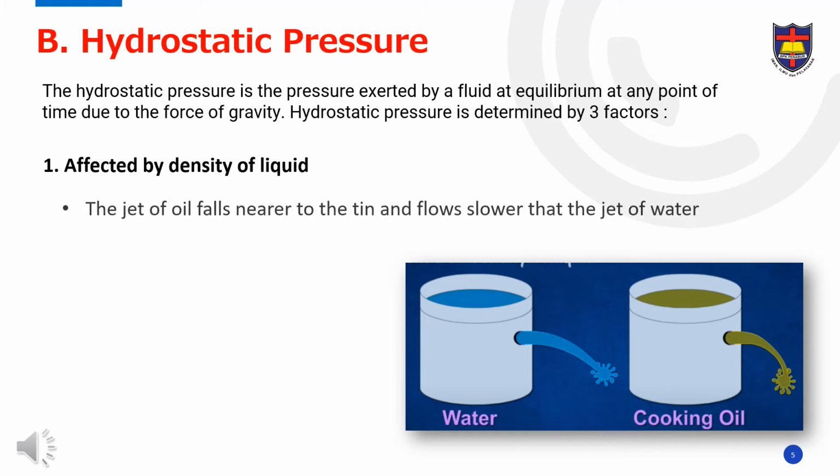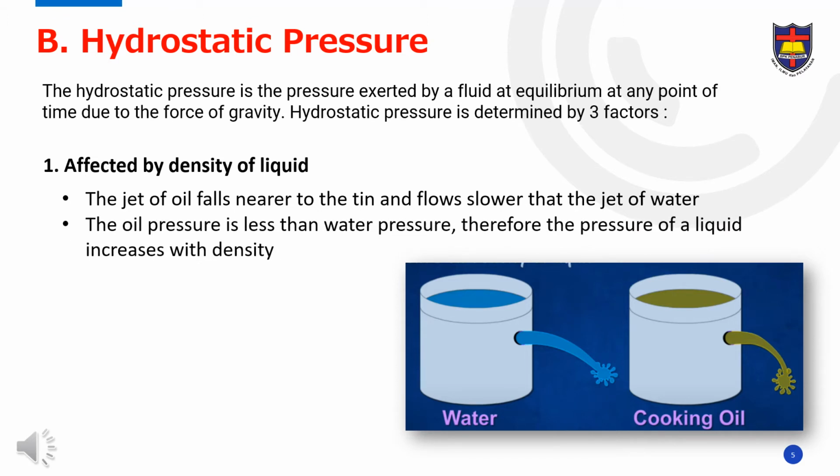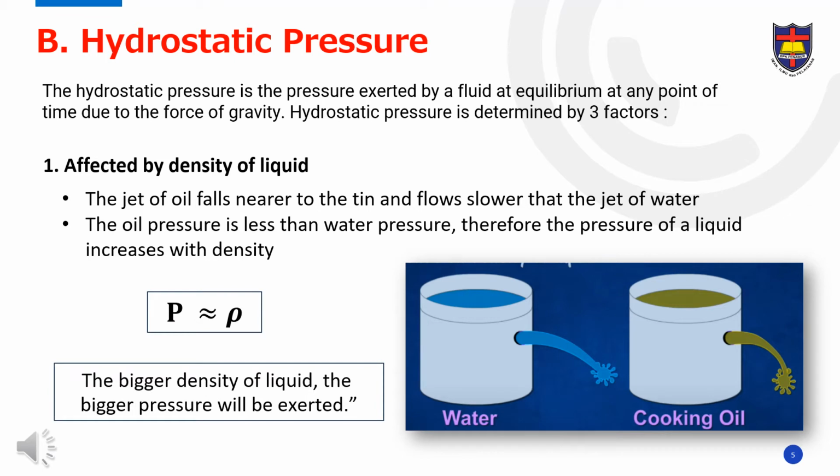A hole is made at the same height on the side of each of two similar tins, one filled with water, while the other one is filled with cooking oil. It is found that the jet of oil falls nearer to the tin and flows slower than the jet of water. Although both tins contain equal amounts of oil and water, this shows the oil pressure is less than the water pressure. Therefore, the pressure of liquid increases with density. So we can say that the bigger the density of liquid, the bigger the pressure that will be exerted.